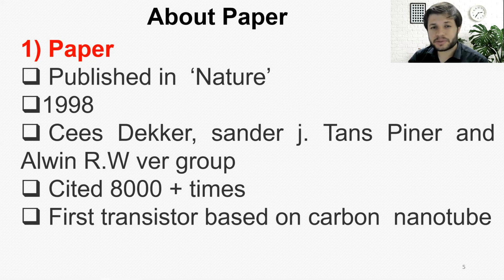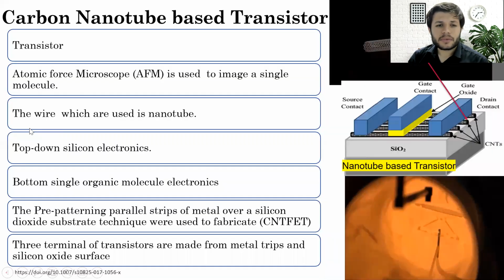This paper was published in Nature in 1998 by the Cees Dekker group. It has been cited 8,000-plus times due to the tremendous work by the Dekker group. In 1998, Dekker demonstrated how his team created a carbon nanotube transistor operating at room temperature by depositing single-wall CNTs, fabricated by laser ablation of a solution, onto oxidized silicon wafers with gold or platinum electrodes that had been pre-patterned.